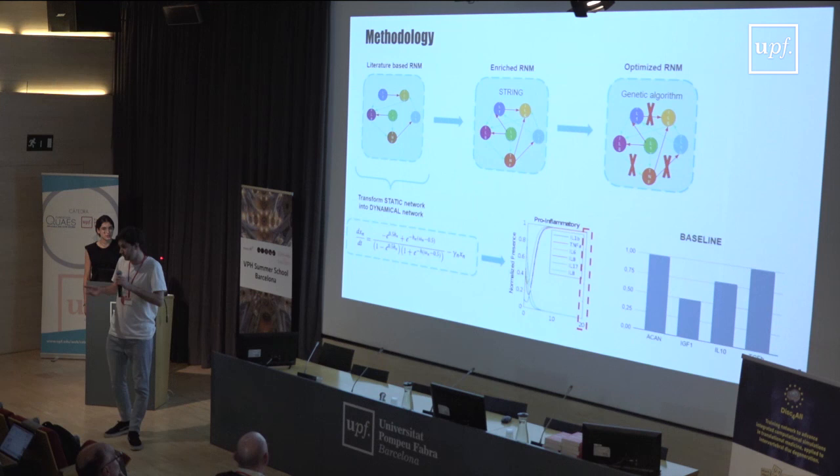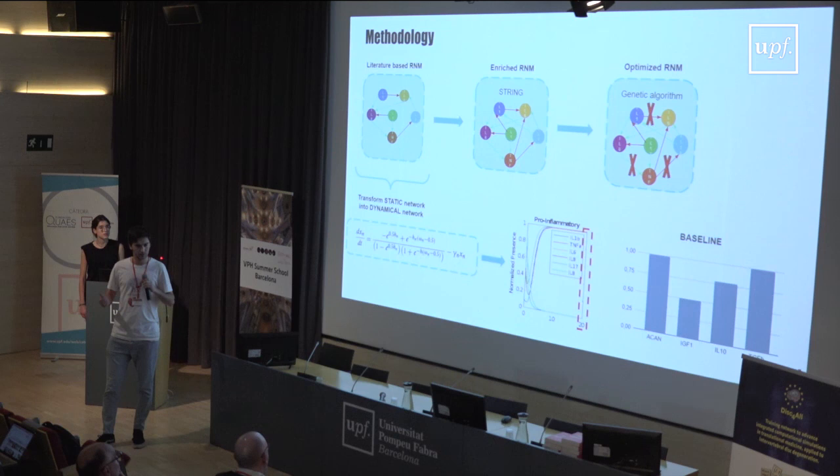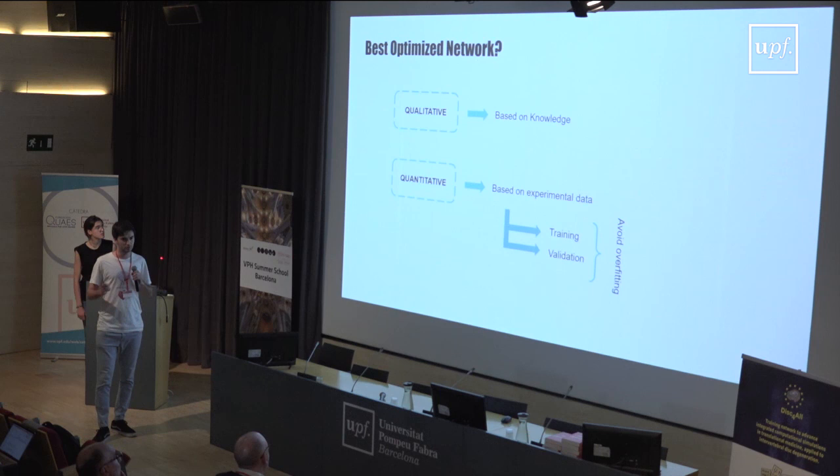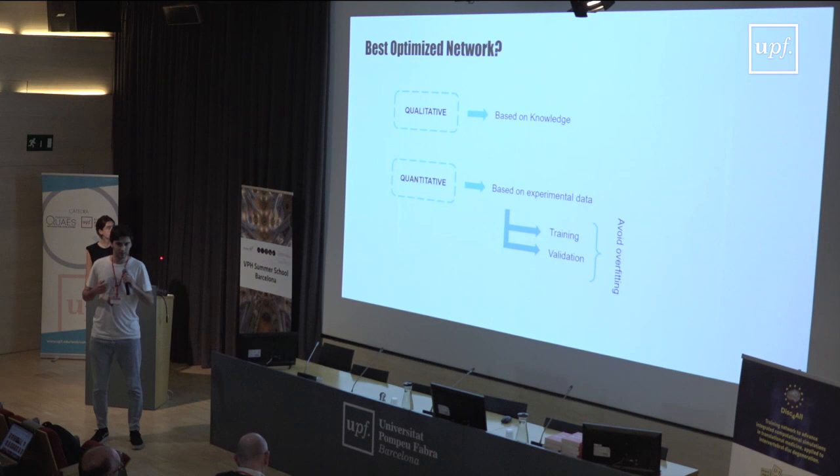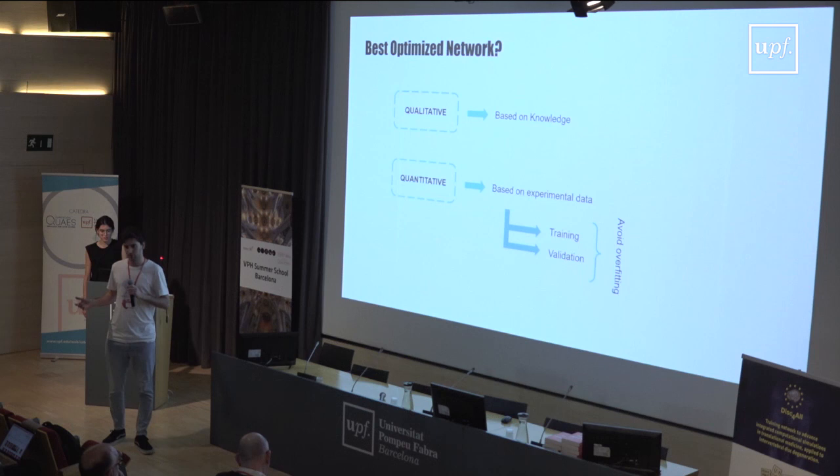We used 10 different fitness functions, and we generated 100 networks for each fitness function. So we ended up with 1,000 networks, and from all these networks, we had to choose the optimal one. For that, we performed two tests: a qualitative test, which means comparing our network with the literature, and a second, quantitative test, which means comparing our network with experimental results. For that, we used two different data sets of experimental results, one for training and one for validation, to avoid overfitting.